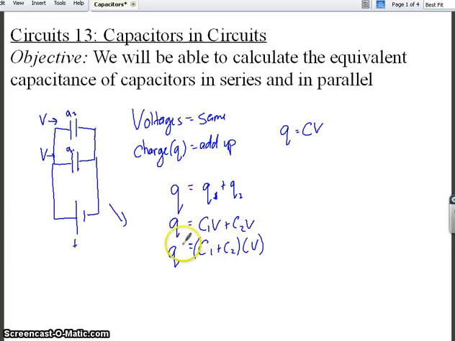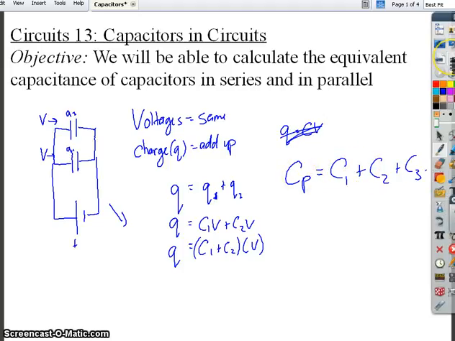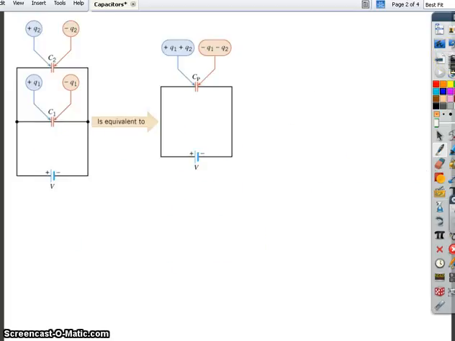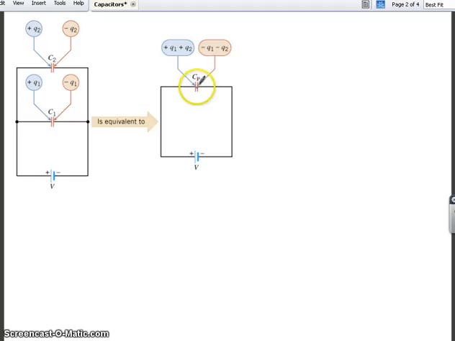So our definition here is that the capacitance in parallel is equal to the capacitance of each capacitor added up. Okay, and you can see that from this right here. Here is a capacitor in parallel. If we break it down into both of them, we add the charges from both capacitors and we add them up. So the capacitance will increase when capacitors are in parallel. Same voltage, charges add up.